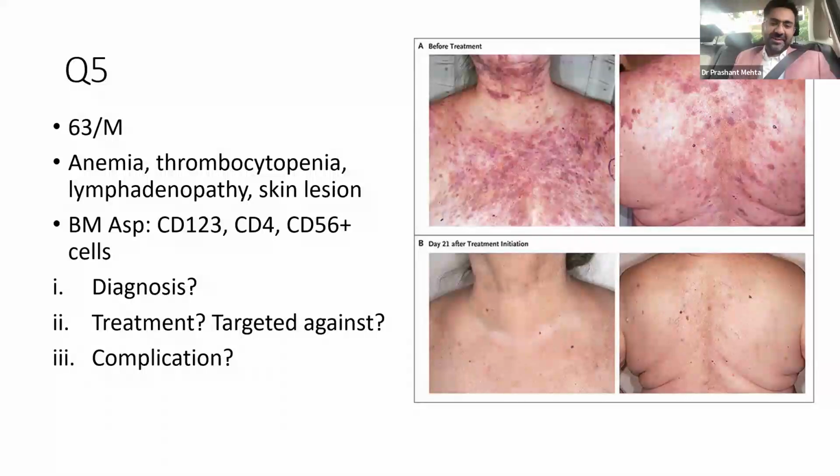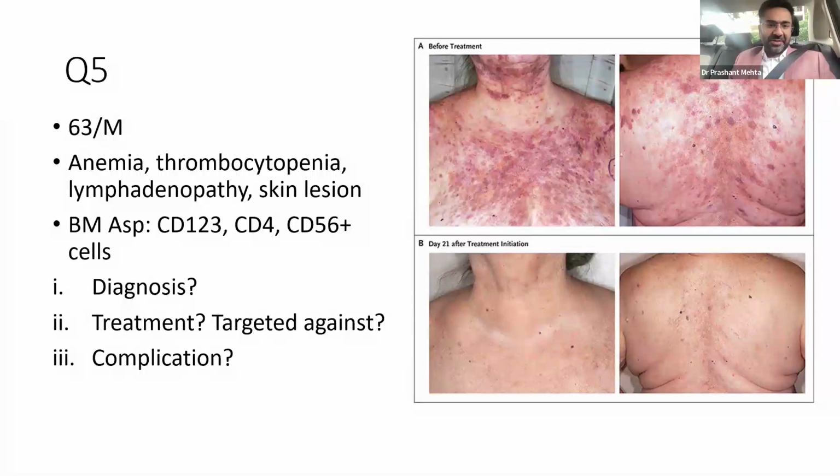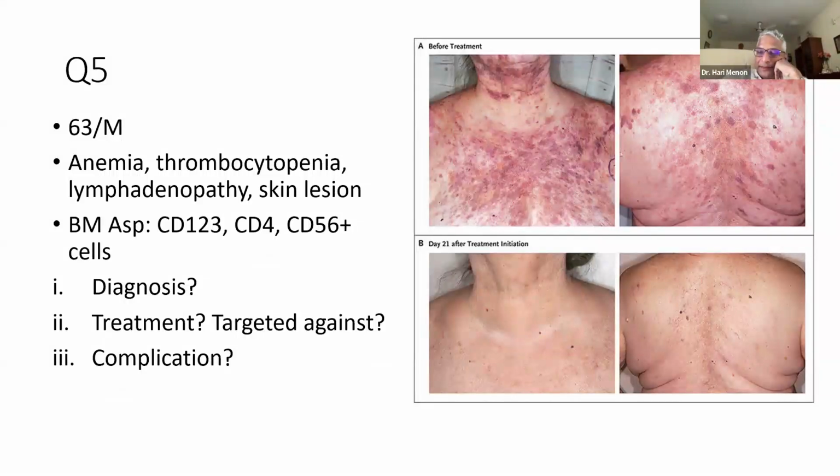Tagraxofusp. Yes. Complication? Capillary leak. Next slide. Don't know, sir. Which interleukin does it contain? Tagraxofusp. And which toxin? Do you have any idea what kind of class of medicine this is actually? What class of medicine is it?